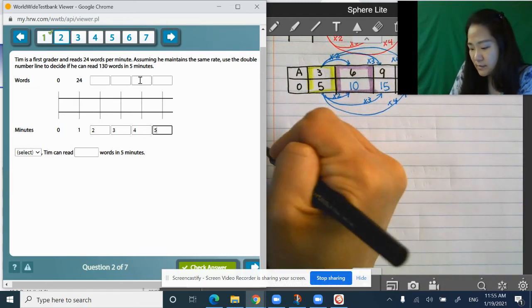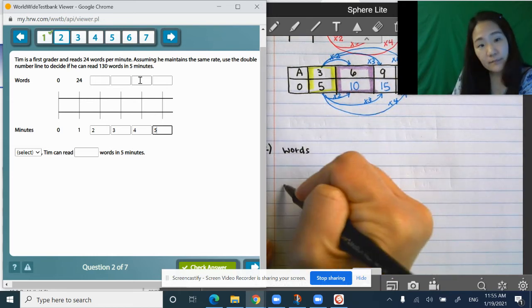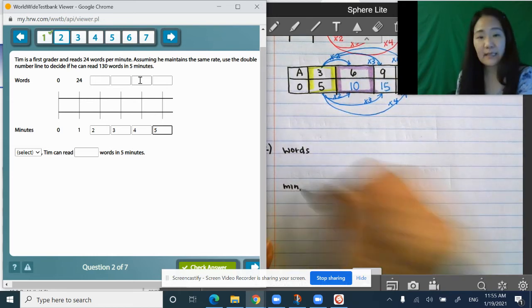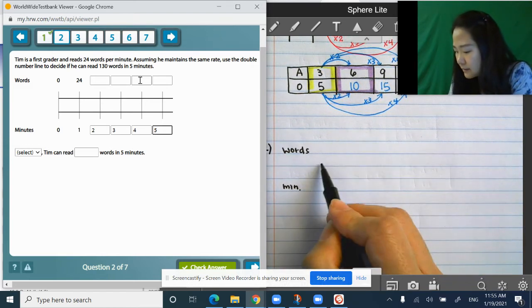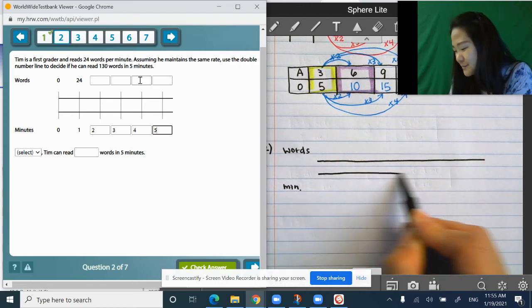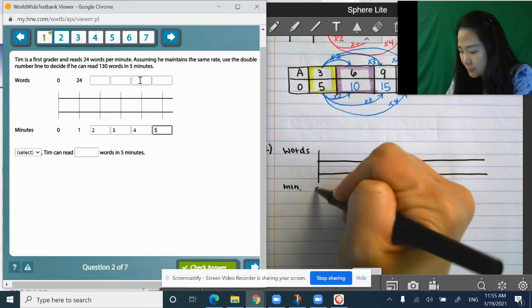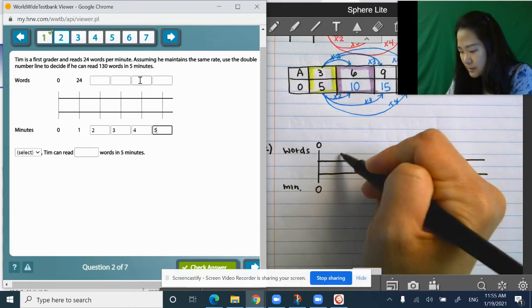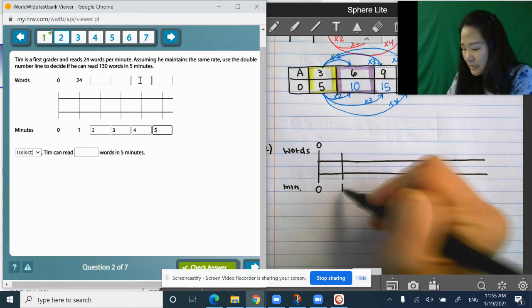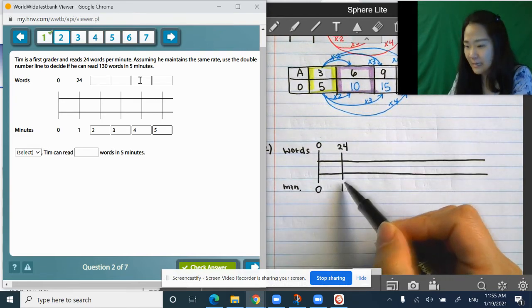So here's number 2. I'm going to write words, minutes, okay? And here I have the 2 double number lines, just trying to make it look the same. This is 0 minutes, 0 words. 1 minute, 24 words. This is the unit rate, okay?